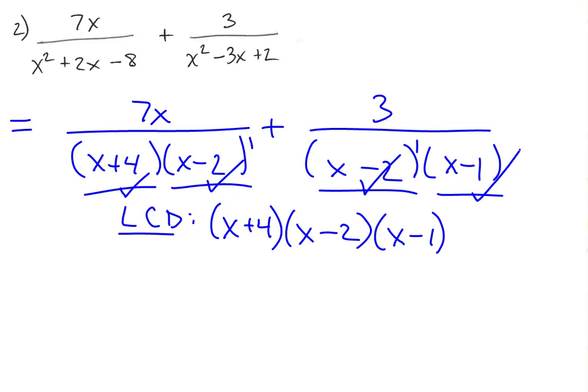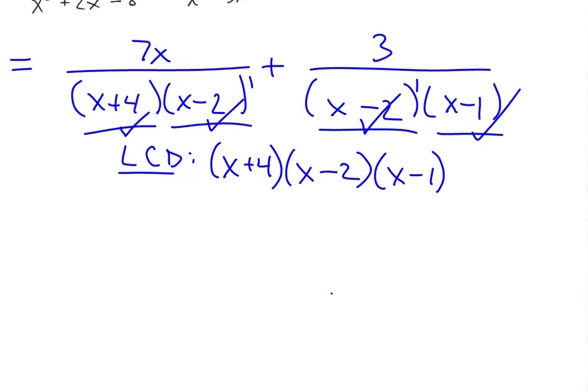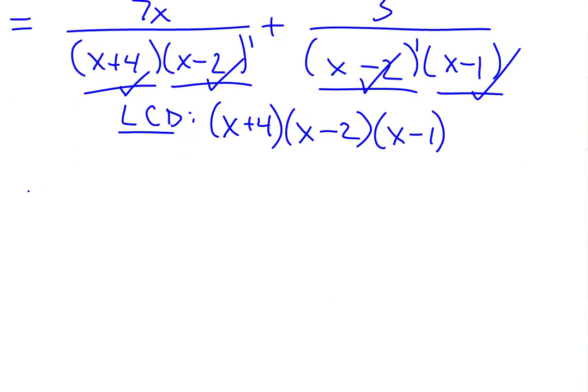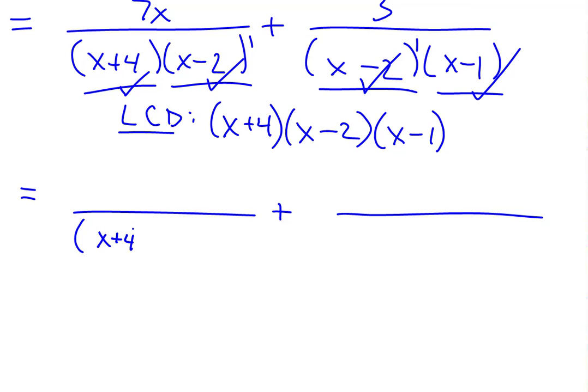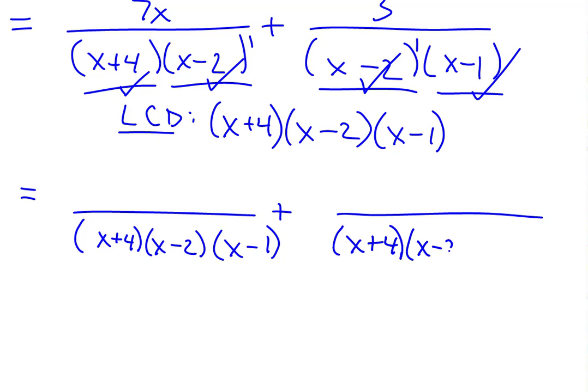We've gone through all the factors in our denominators that are in factored form and found the highest power of any factor in them to represent them in the LCD. Once we find the LCD like we've been doing, we're simply going to rewrite both fractions, but now with the LCD as the denominators. So x plus 4, x minus 2, and x minus 1 all being multiplied together, and that occurs in both fractions' denominators.